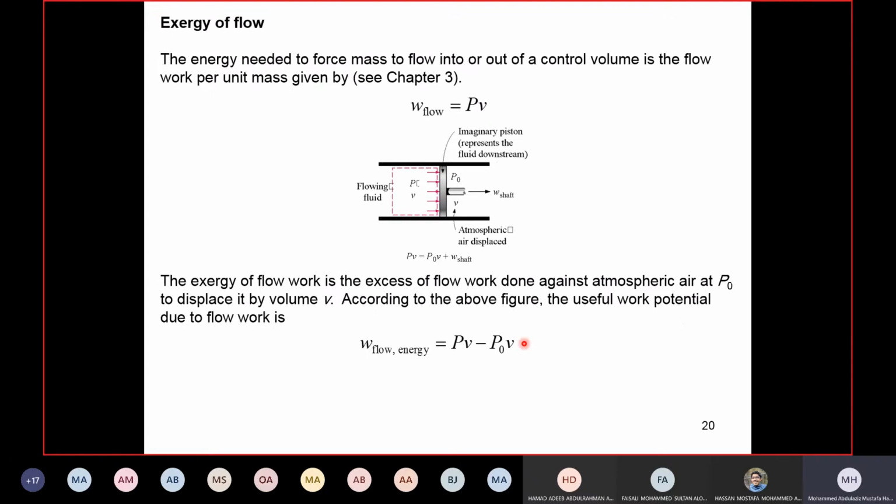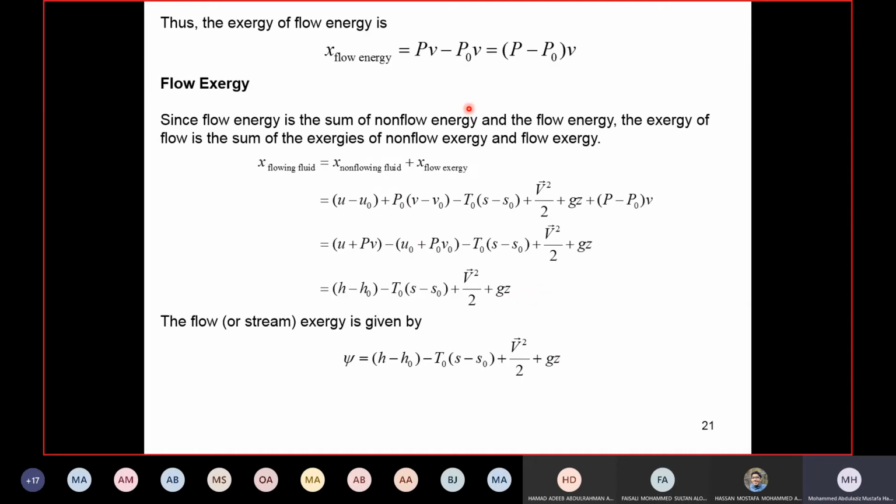Now we'll go to exergy of a flow. If there is a flow, now a control volume. The difference here is that W flow will be equal to PV minus P naught V, because we add delta P times V to the work. So now if we add this here, we will come up with another equation. If I consider U minus U naught and add delta P delta V, then we get another equation. So for a system that's flowing, this will be the equation here.